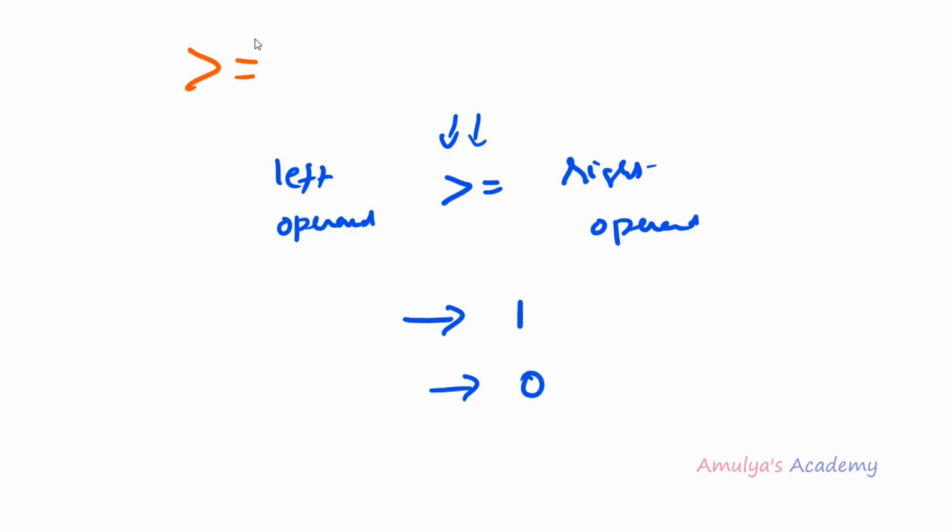So the difference between the greater than operator and greater than or equal to operator is, in the greater than or equal to operator, we are checking for the greater than as well as equal operands. If suppose the left operand is 10 and right operand is 10, here it will check whether the left operand is greater than right operand or left operand is equal to right operand. Here left operand is equal to right operand, so it will return 1.